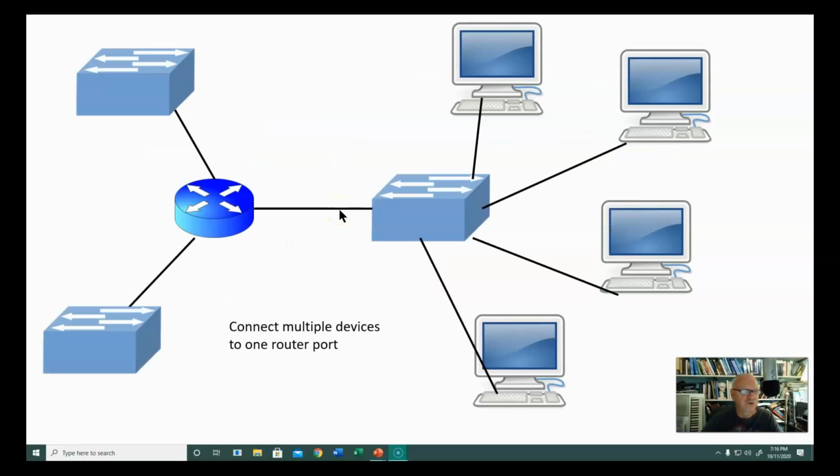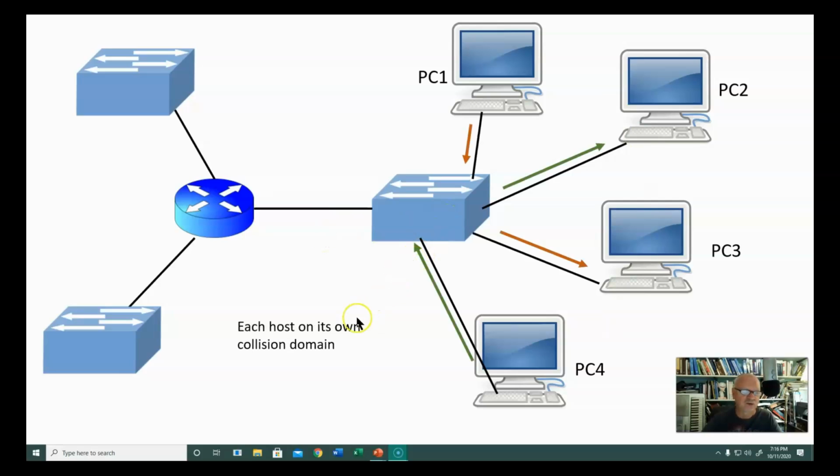So what do switches do? Well, there are really three things that they do. First of all, they connect multiple devices to a single router port. Remember that each port on a router is a different network. But if I want a whole bunch of computers here on one network, I can't plug them all into this one port on the router, but I can plug them into all these many ports on a switch, and then plug that switch into the router, and that way I can have many devices on the same network on this router. So that's the first thing that switches can do.